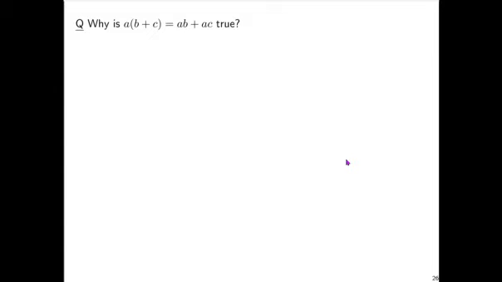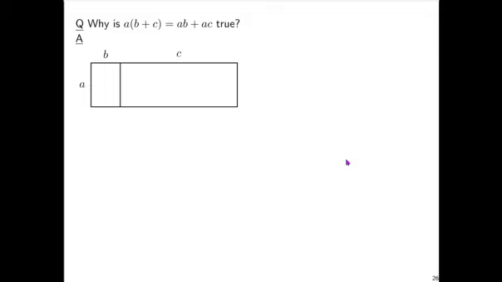Why is A times quantity B plus C equal to AB plus AC true? You may recognize this as the distributive law. For this one, it's helpful to draw the following picture. Now notice the left side. Let's deal with this side first.